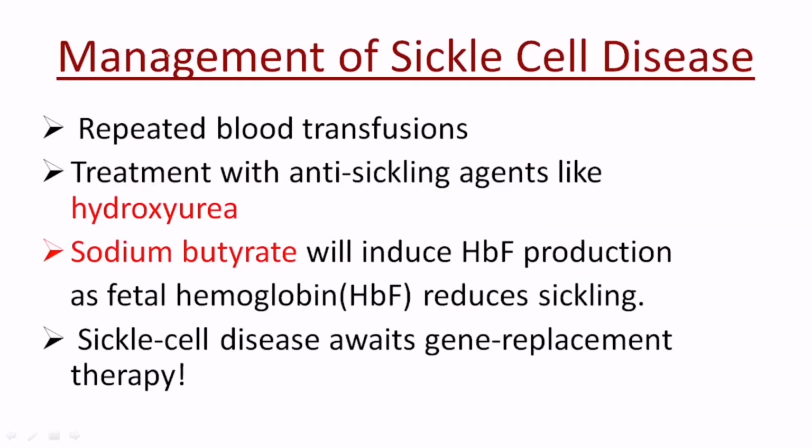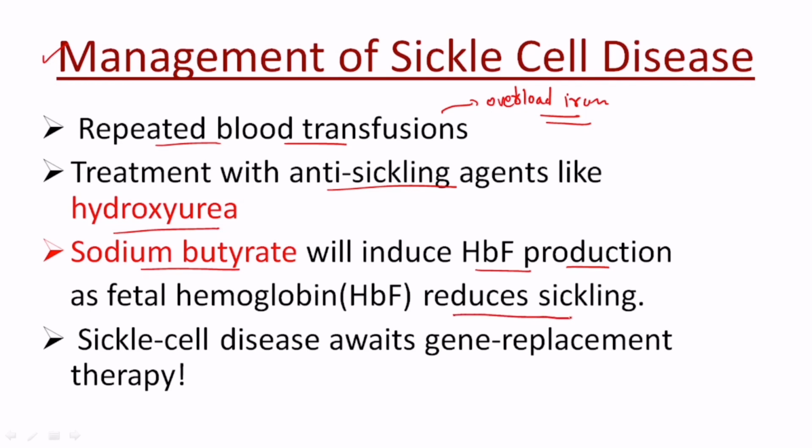Okay, the last point of discussion is the management of the sickle cell disease. So you can simply manage it by repeated blood transfusion, but the drawback over here is the iron overload, or the cirrhosis of the liver. The second is the treatment with anti-sickling agents like hydroxyurea. The third is the sodium butyrate, which actually induces the fetal hemoglobin production, as the fetal hemoglobin reduces the sickling.